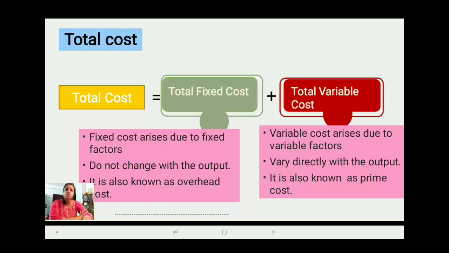You see here, fixed cost arises due to fixed factor. Fixed cost does not change with the output. It remains fixed. No matter how much we increase output in the short term, fixed cost remains the same, because fixed cost arises from fixed factors like machinery, equipment, land, which we cannot change immediately. So it will not change with the change in output. Fixed cost is also known as overhead cost, or sometimes it is called supplementary cost.